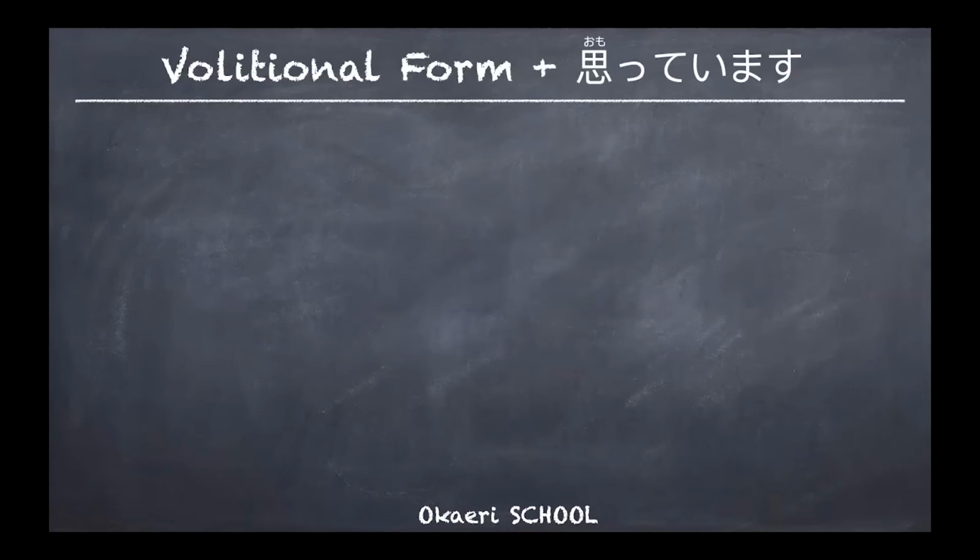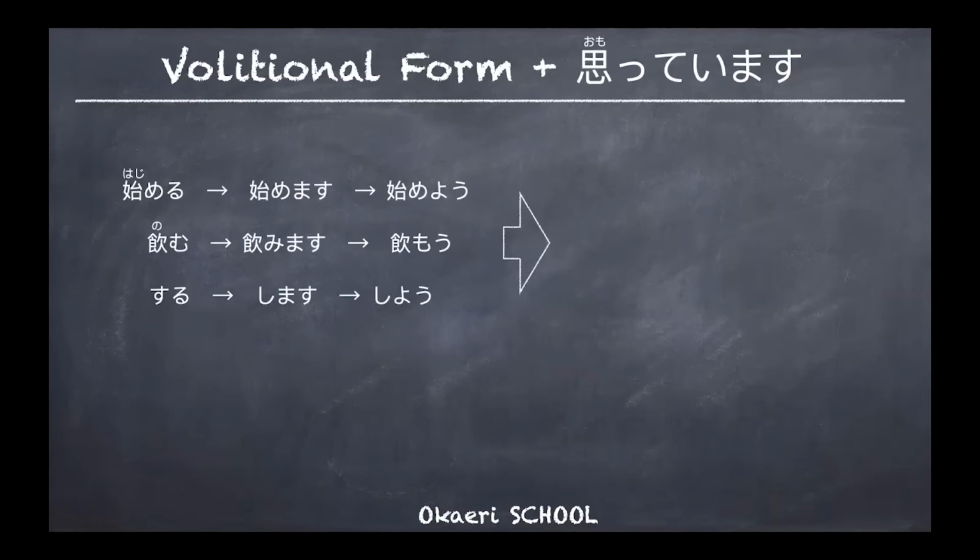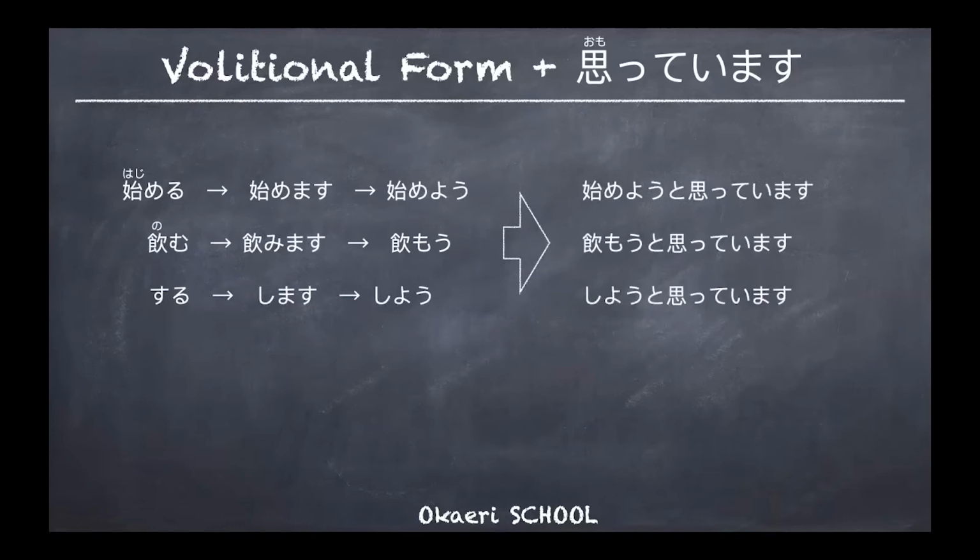So today let's see what happens when we put 思っています after this volitional form. 始める, 始めよう. 飲む, 飲もう. する, しよう. Plus 始めようと思っています, 飲もうと思っています, しようと思っています. Literally, 思う is the original verb, and 思って form plus いる means it is happening right now, you are thinking. So it is like I'm thinking of beginning, or I'm thinking let's begin.